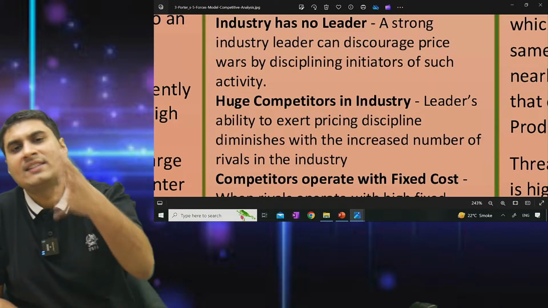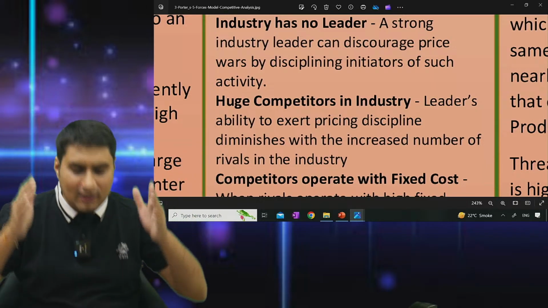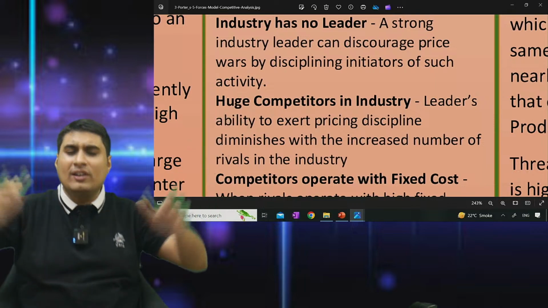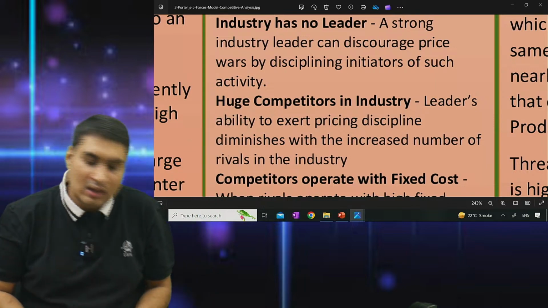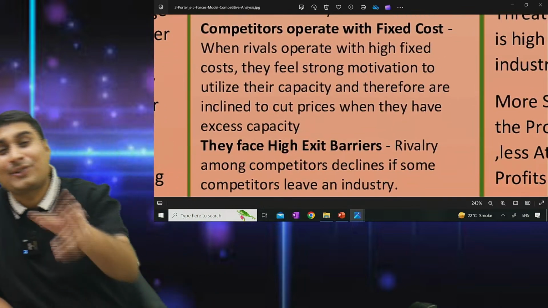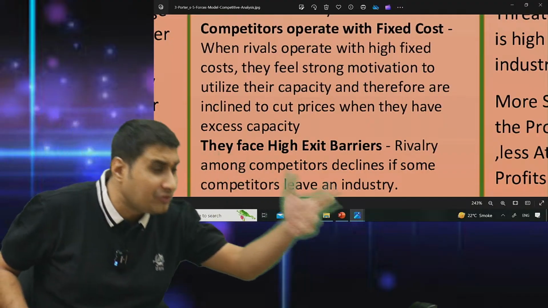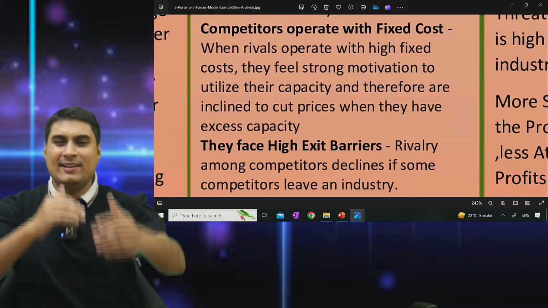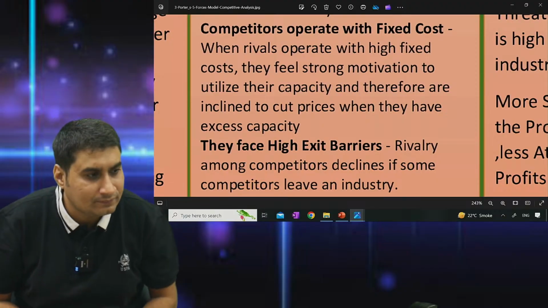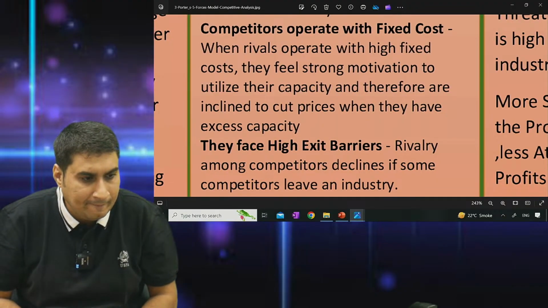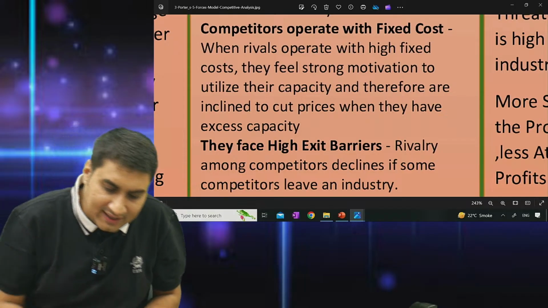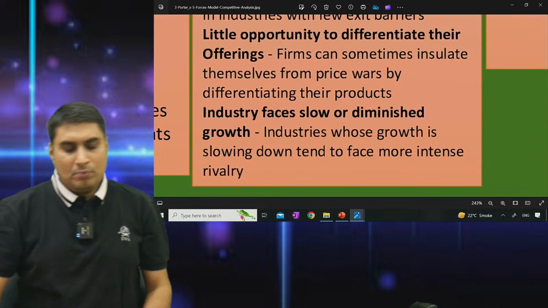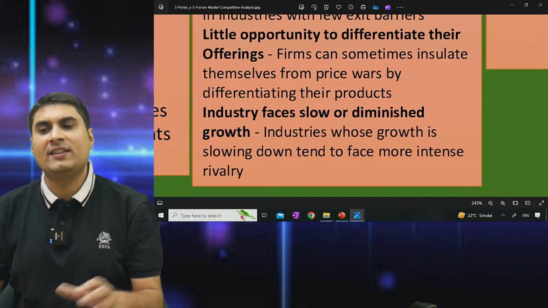Tell me, when is rivalry more? Industry has no leader, lot of competitors. Fixed cost, exit barrier. How to remember? There is fixed cost, so I cannot leave. Exit barrier. Last: product differentiation, slow growth.